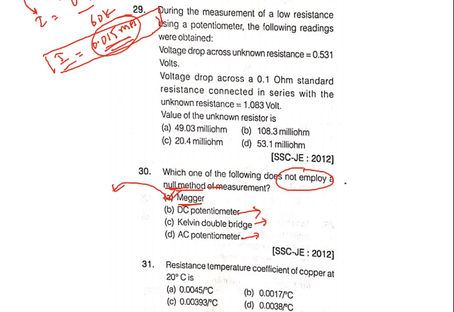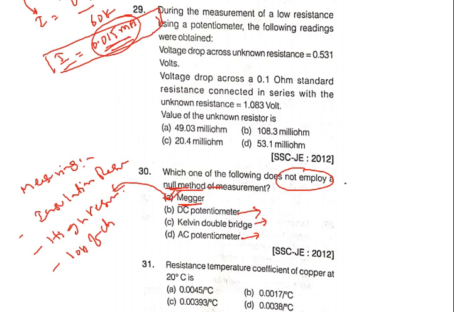Regarding Megger, very important, I have discussed it in the previous class also. For measuring insulation resistance we use the Megger. For measuring high resistance we use Megger. The method used for calculating high resistance will also be asked in exams: the loss of charge method will be used for measuring high resistance, and the direct deflection method also will be used. Very, very important, all these points are.